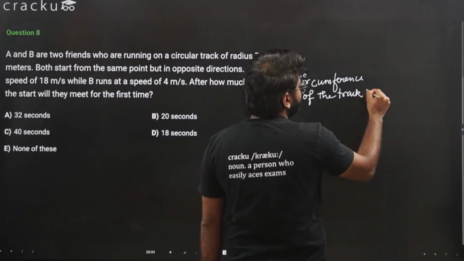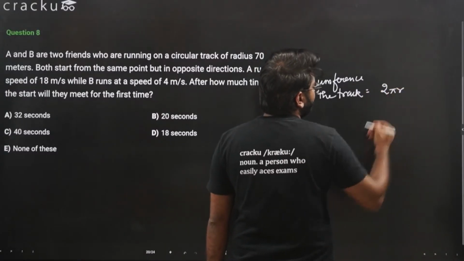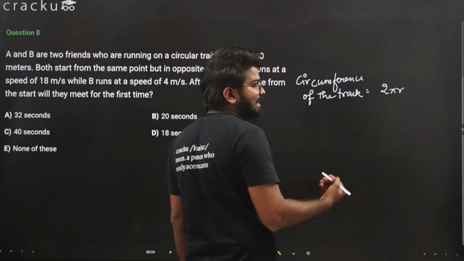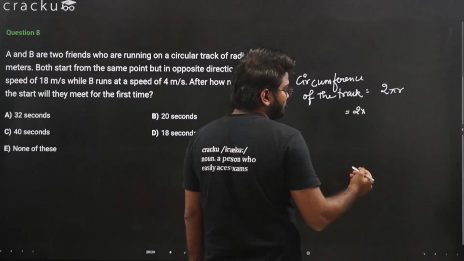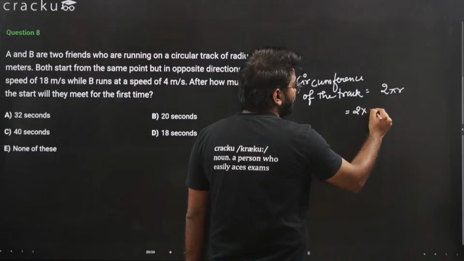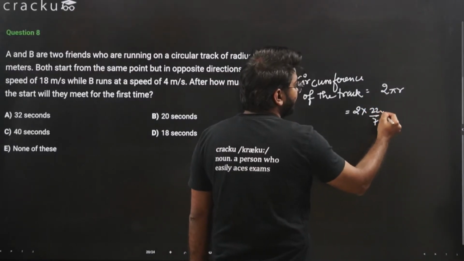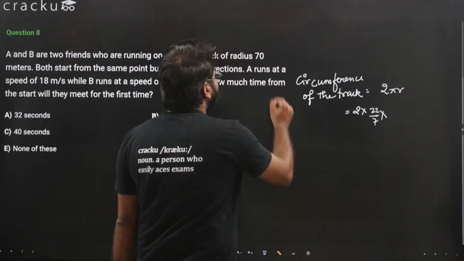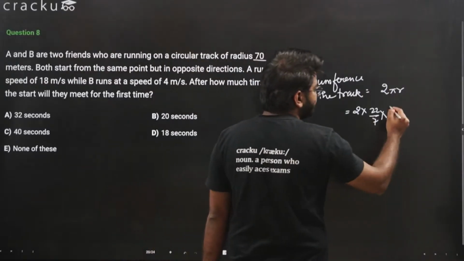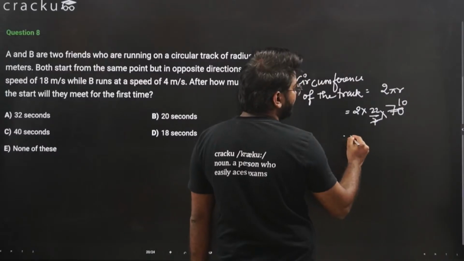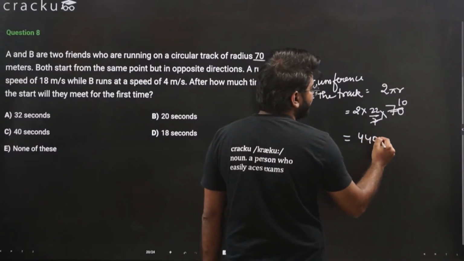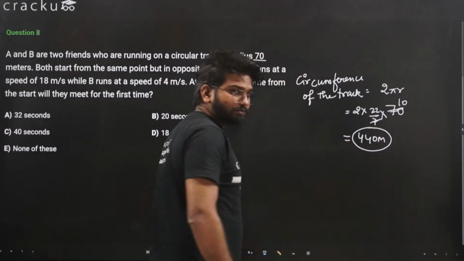We can easily calculate this using 2 pi r. We know that the value of pi is 22 by 7. So this is equal to 2 into 22 by 7 into the radius. The radius of the track is directly given as 70. If we cancel, this will be 10, and if we multiply, the length of the track is 440 meter.